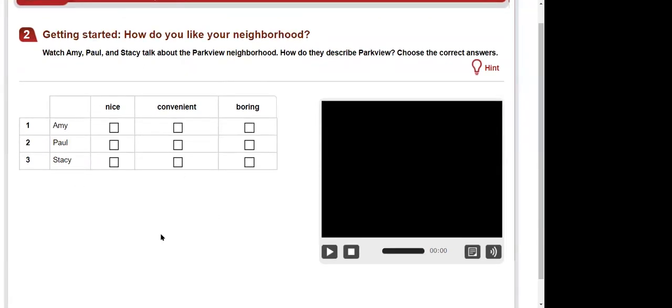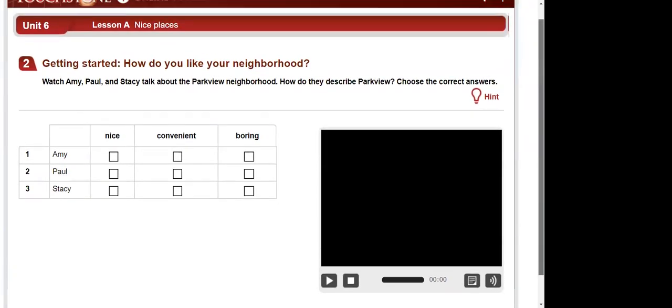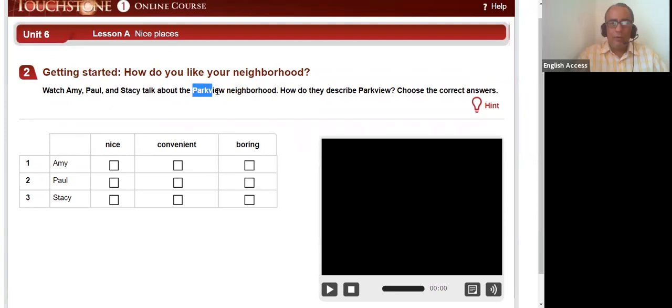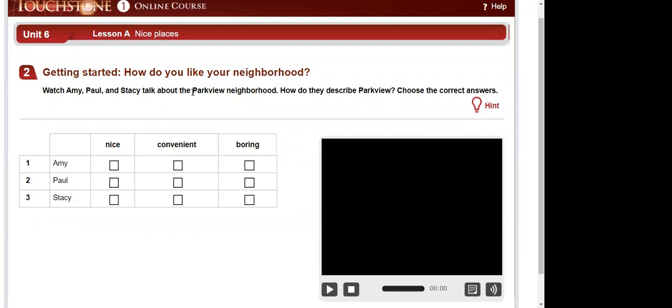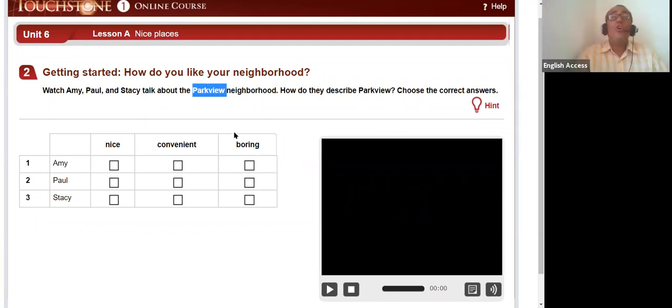Very good observation. ¿Podría repetirlo? No, es que no entendí muy bien. En Park View, lo que significa Park View, en este caso, Park View es el nombre del lugar. Like in Acapulco, for example, how do you say Vista Alegre?